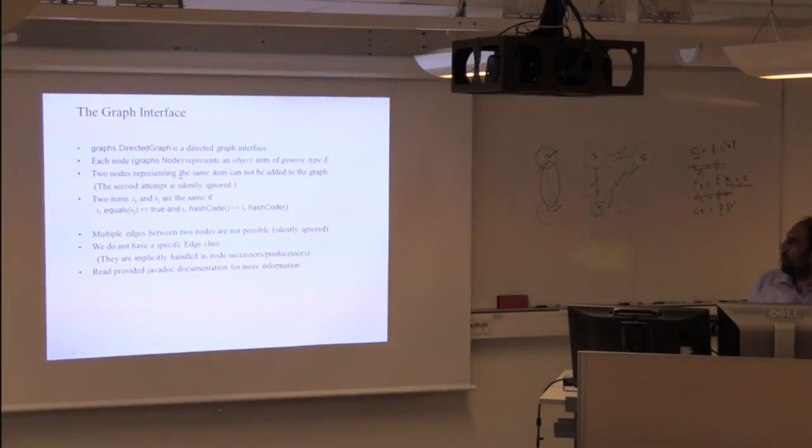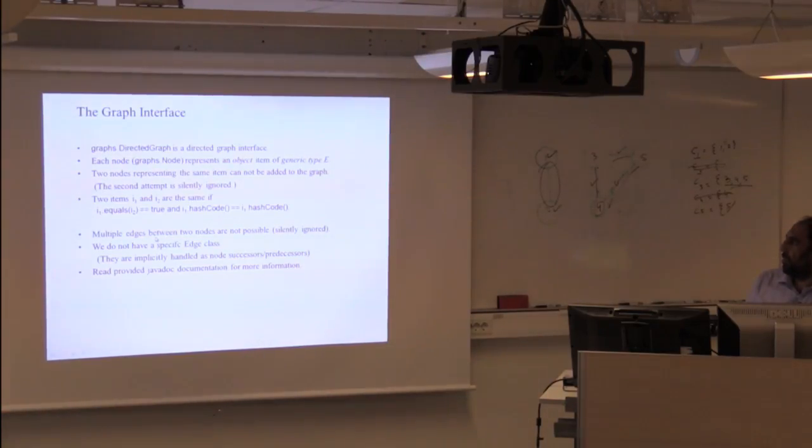And two nodes representing the same item cannot be added. So it means that no duplicate nodes are allowed in the graph. If someone tries to add a node with the same item value which has already been added, it should be ignored, or maybe some exception should be thrown. And two node items are the same if the equals method returns true, or if their hash code values are the same.